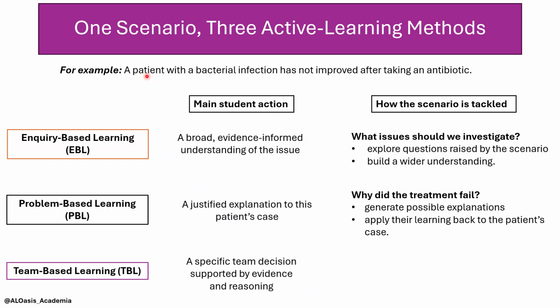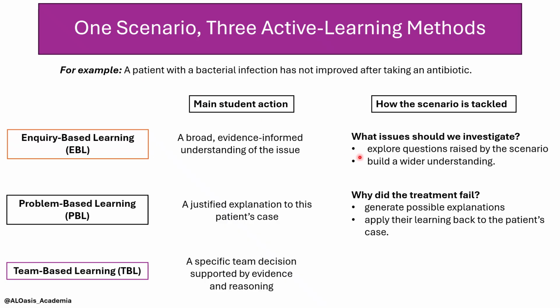So in a PBL, you would answer the first thing. You would need to generate possible explanations for why this patient's treatment didn't work. A possible question, for example, is: what is the patient history? That's the first thing I need to know. What history does that patient have? And then you would need to apply the learning back to the patient case. Again, you need to always make it specific to that patient that was mentioned in the scenario.